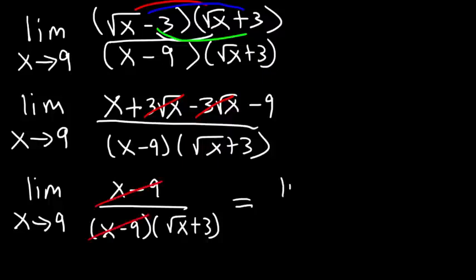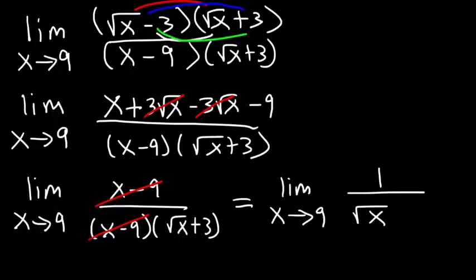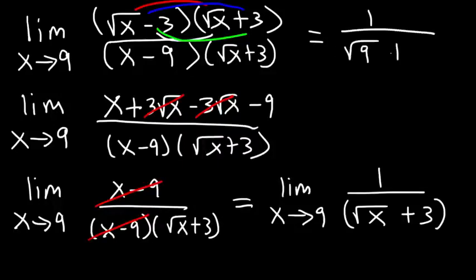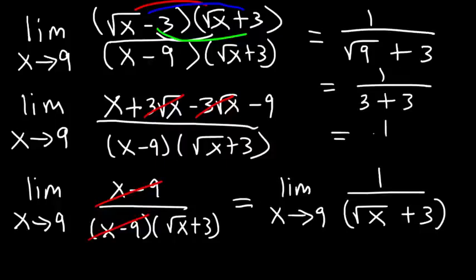And so what we have left over is the limit as x approaches 9 of 1 over square root x plus 3. So now what we can do is replace x with 9. So I'm just going to continue up here. So it's going to be 1 over square root 9 plus 3, and the square root of 9 is 3, and 3 plus 3 is 6. So the final answer is 1 over 6.